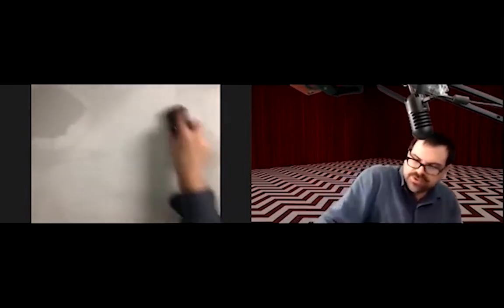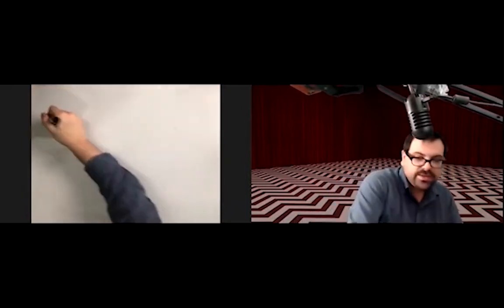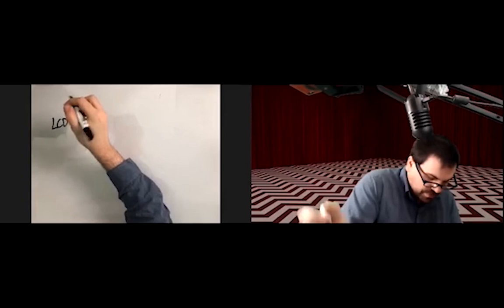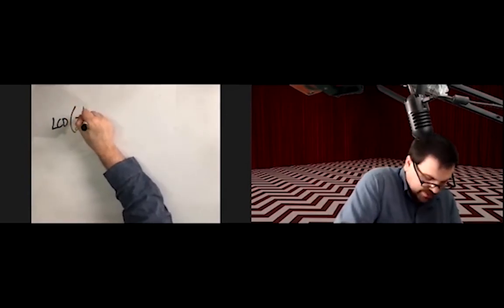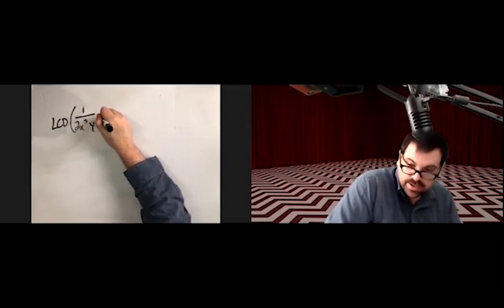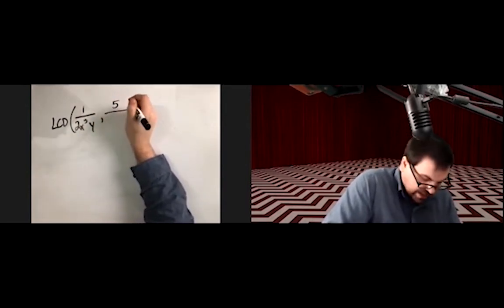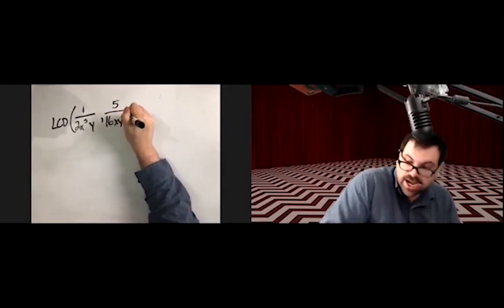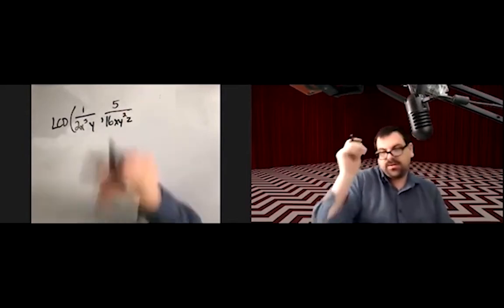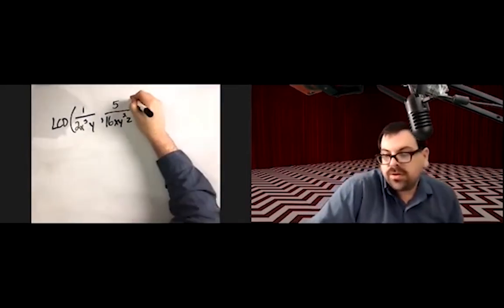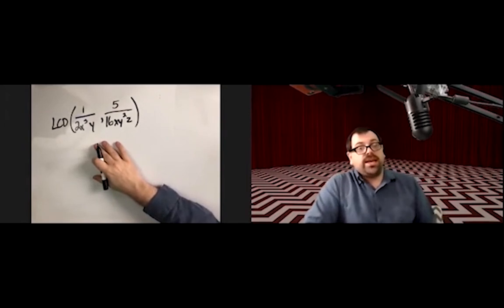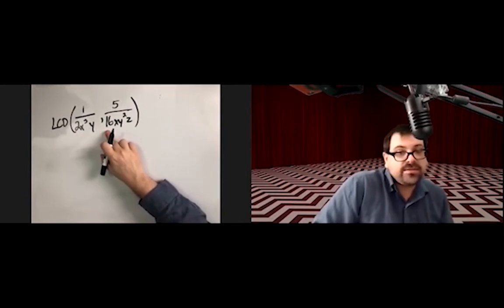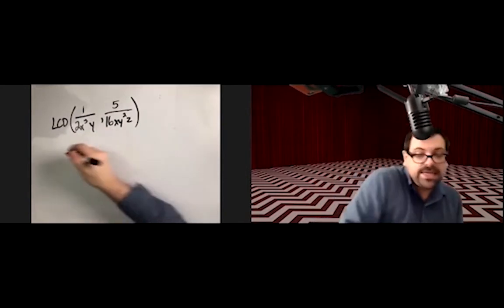Now let's relate this to expressions. Let's find the least common denominator of 1 over 2x cubed y and 5 over 16xy squared z. Now this looks way more complicated, but really it's not. We're going to do what we did with finding the least common multiple of 2 and 16.